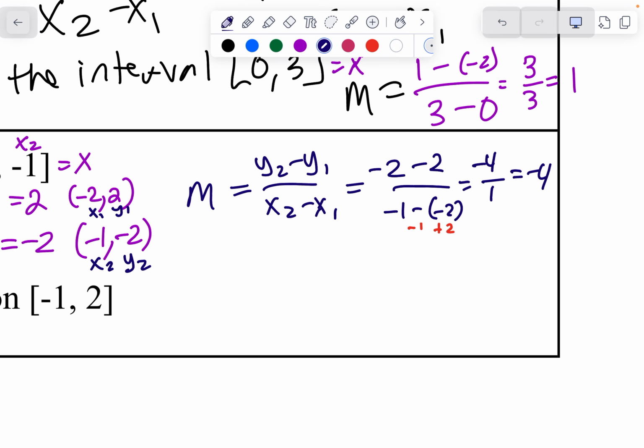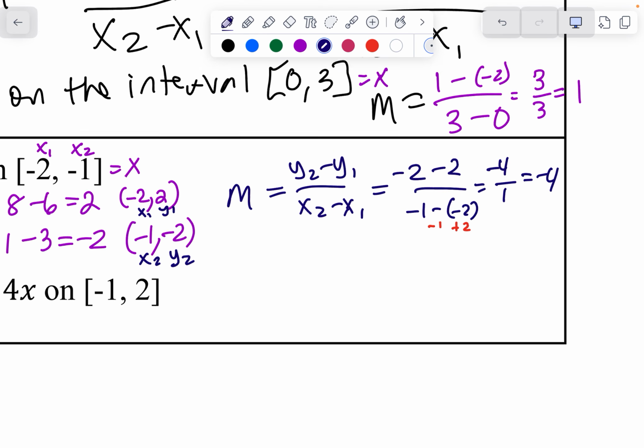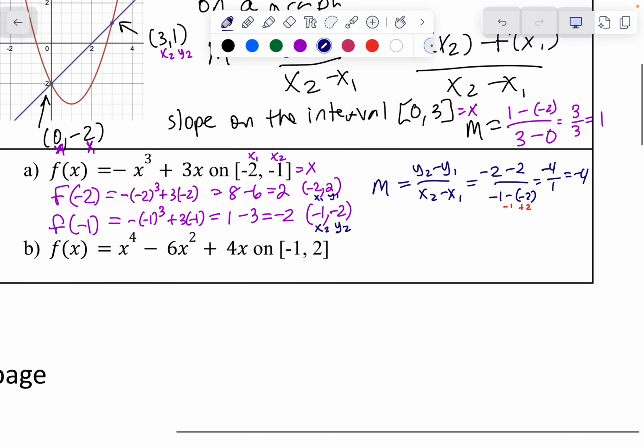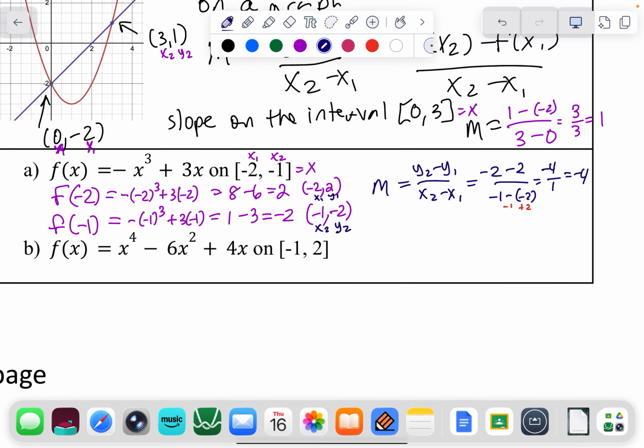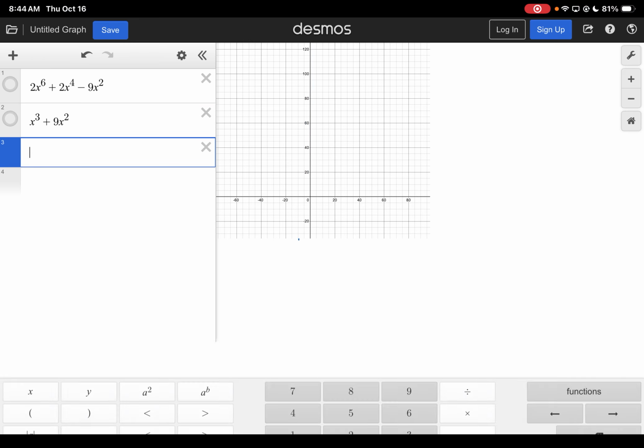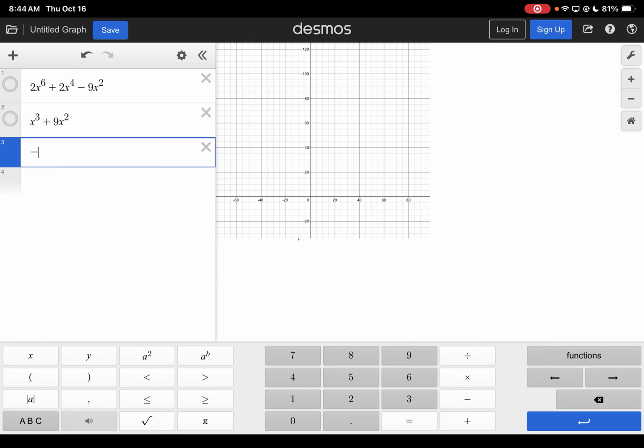So what does that mean? Well, if you go on to the graph, negative x cubed plus 3x, here's how you check your work. Was it plus 3x? Was that it? Is that the equation? Is that right?